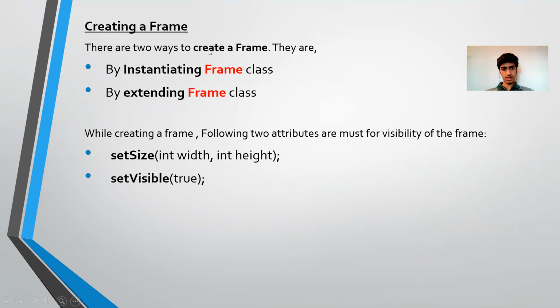How to create a frame? There are two ways to create a frame: by instantiating the Frame class, which means we can create an object of the Frame class, or by extending the Frame class, which means we can inherit the Frame class in our program by means of single inheritance. While creating a frame, the following two attributes are most important: setSize and setVisible. We need to set the size of our frame, that is the width and height, and also we need to set the visibility as true. setVisible(true).